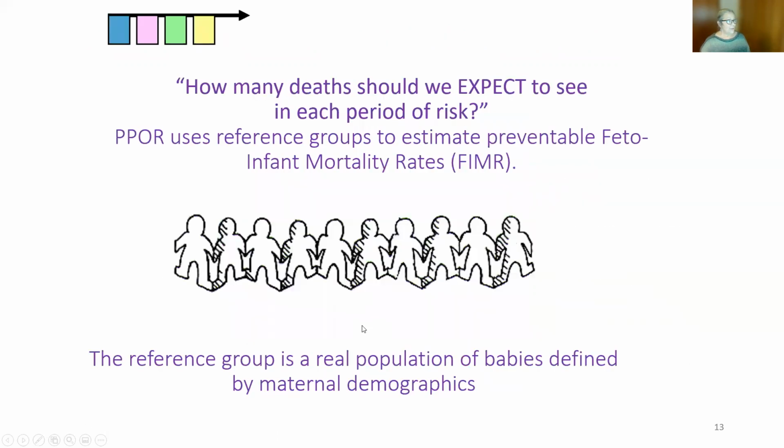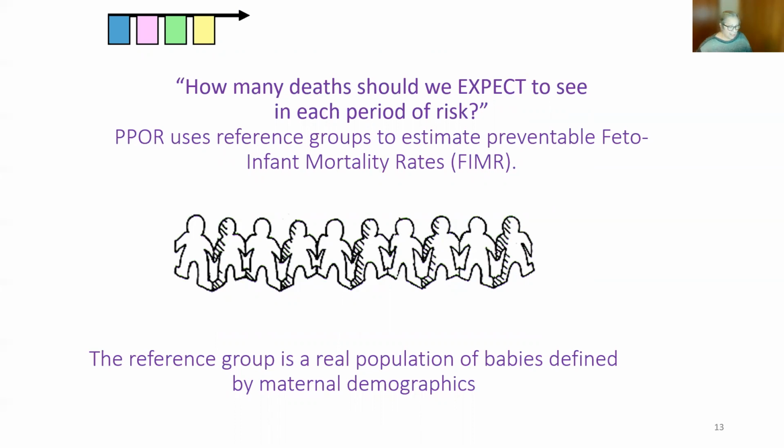But an important question to ask now is how many deaths or what rate should we expect to see in each period of risk? You notice that the rates and numbers were higher for the blue box, but those are very low birth weight births, right? You wouldn't think that they would have more deaths. We really need to have a benchmark, and PPOR uses reference groups to estimate preventable fetal infant mortality rates.